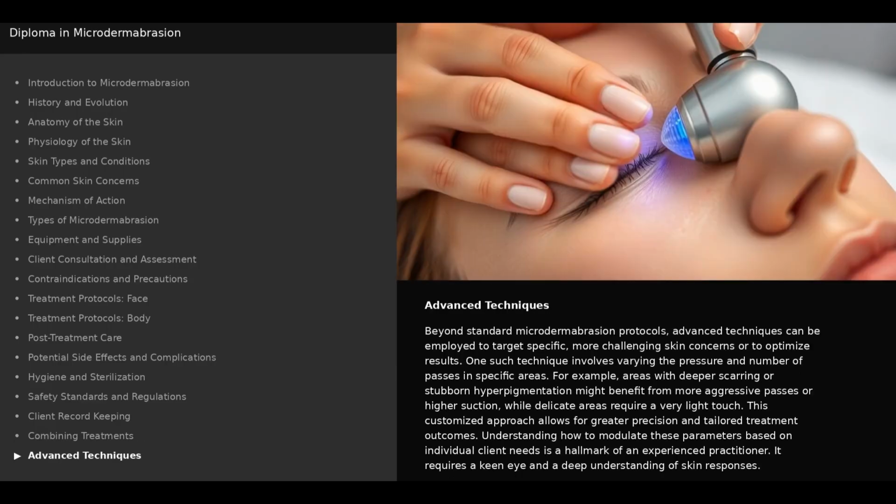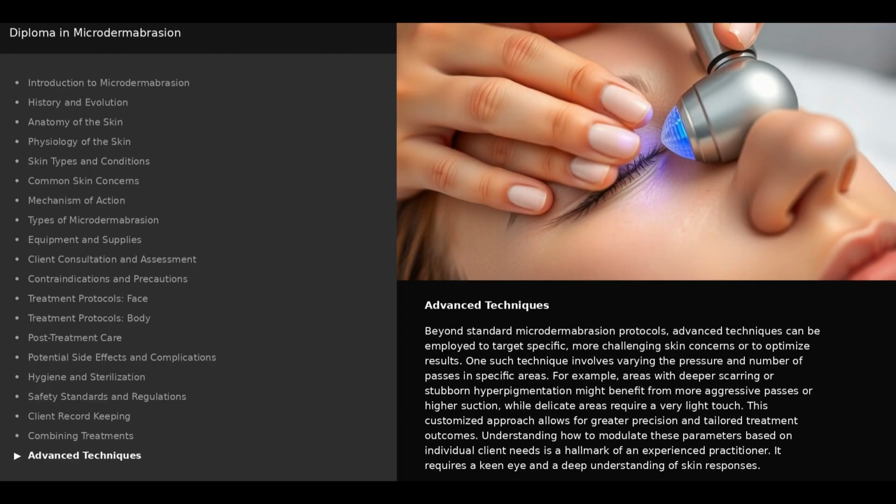Advanced techniques. Beyond standard microdermabrasion protocols, advanced techniques can be employed to target specific, more challenging skin concerns or to optimize results. One such technique involves varying the pressure and number of passes in specific areas. For example, areas with deeper scarring or stubborn hyperpigmentation might benefit from more aggressive passes or higher suction, while delicate areas require a very light touch. This customized approach allows for greater precision and tailored treatment outcomes.